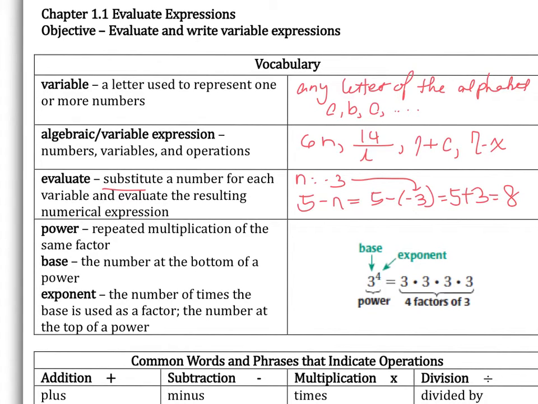Okay, so let's review power, base, and exponent. Power just means a repeated multiplication of the same factor. So 3 to the 4th power, for example, is your entire power. The factor being repeated is 3, and 3 will be your base, the number at the bottom of a power. And the number of times the base is used as a factor will be your exponent, so this will also be the number at the top of a power. Since there's 4 of 3's, there will be 3, 3, 3, 3.